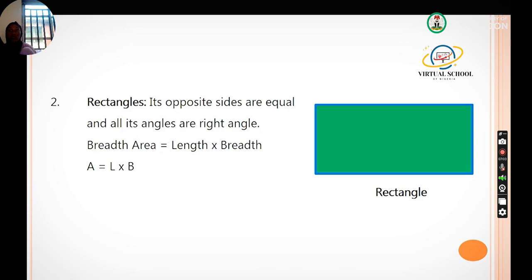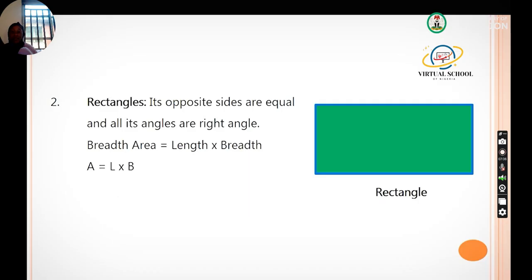Now, like we said in our previous example where we examined square, if you take your protractors to measure it, on all the angles, on all the edges, you are going to see that it's going to form 90 degrees. So all its angles are right angles, and right angle is what? 90 degrees. So how do we get the area of a rectangle? It is gotten by multiplying length by breadth. So that's how you can calculate the area of your rectangle.